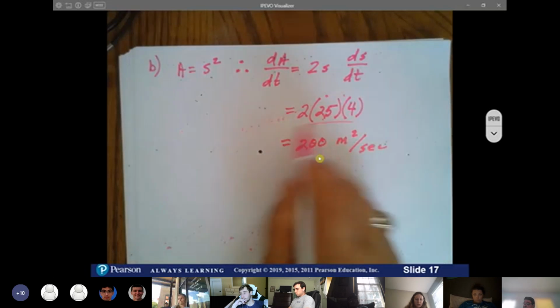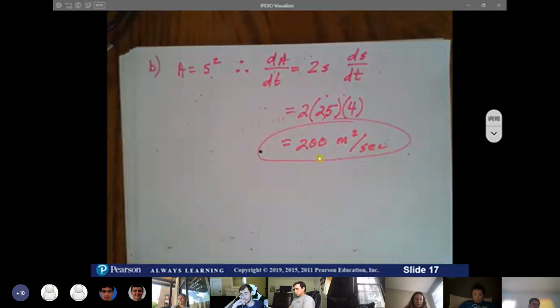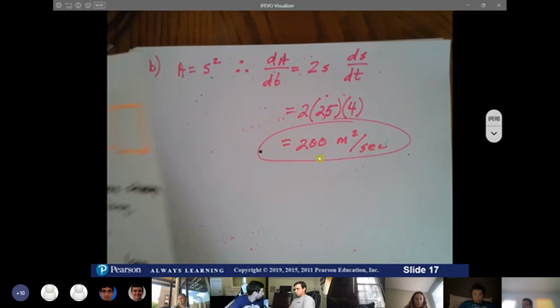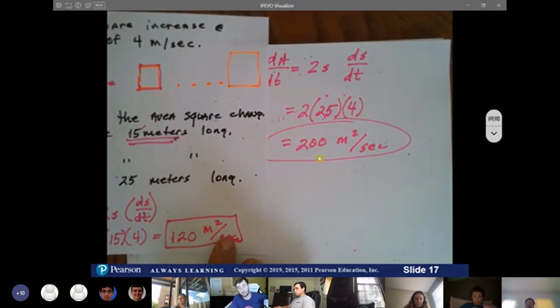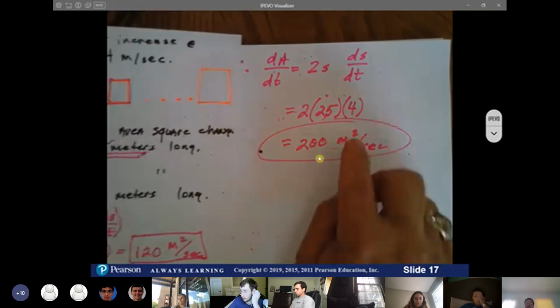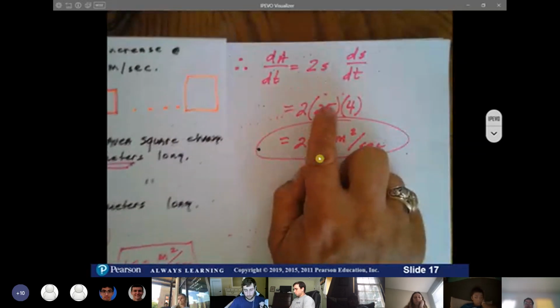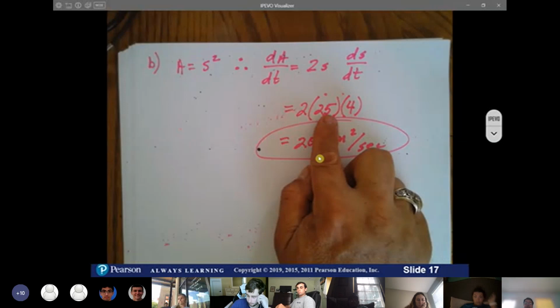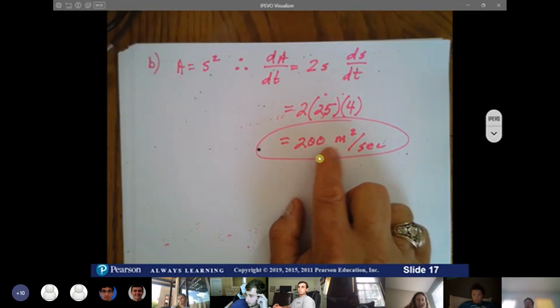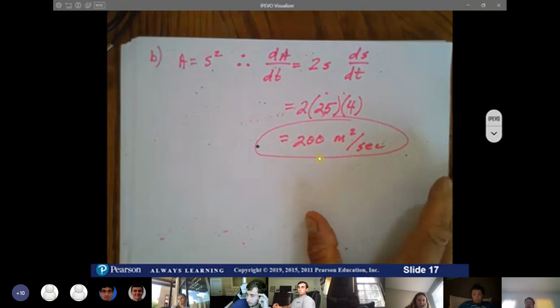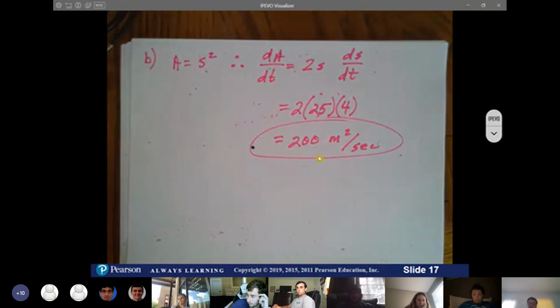So as you can tell, the first square, up to 15, is growing at a rate of 120 meters squared per second. But by the time you get up to 25, it's grown from 120 to 200 meters squared per second. And that's how you do that type of question.